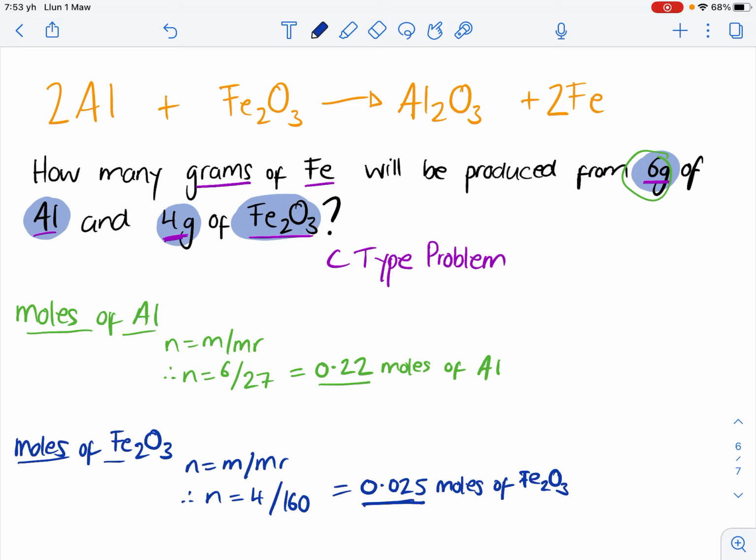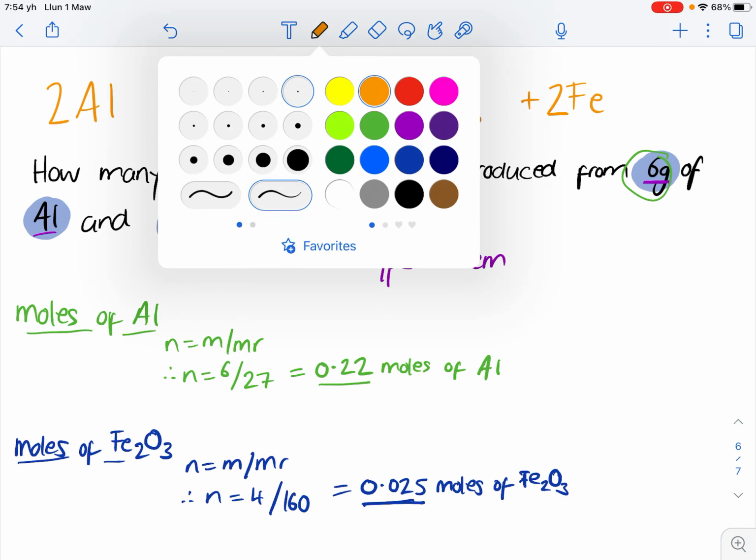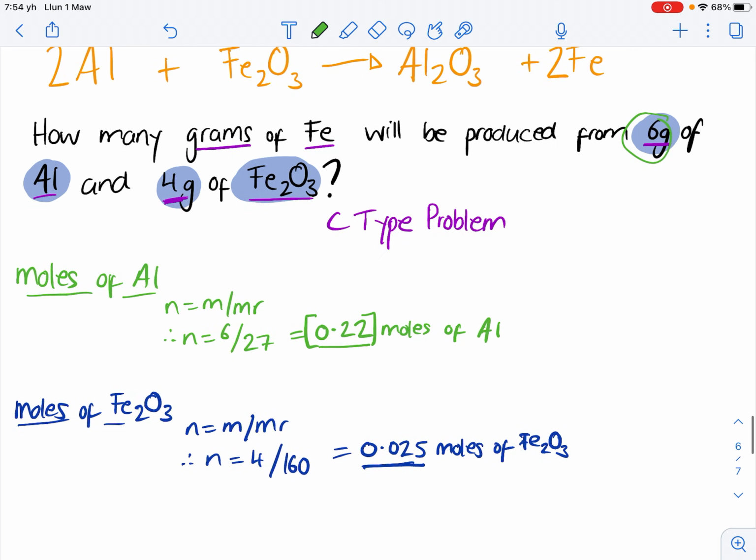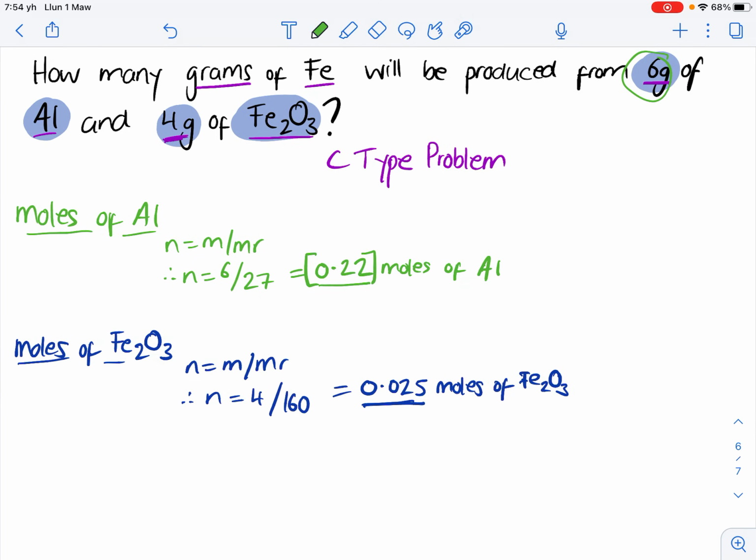I'm going to do this in one step, okay? And hopefully if I explain this well enough, you'll be able to do the same without having to go through a couple of extra stages here. So I'm just going to arbitrarily pick the number of moles of aluminium. I want to know, is this, the number of moles of aluminium here, the limiting reagent, or is this in excess? So, how am I going to do that? Well, I'm simply going to convert the number of moles of iron oxide into the moles of aluminium.